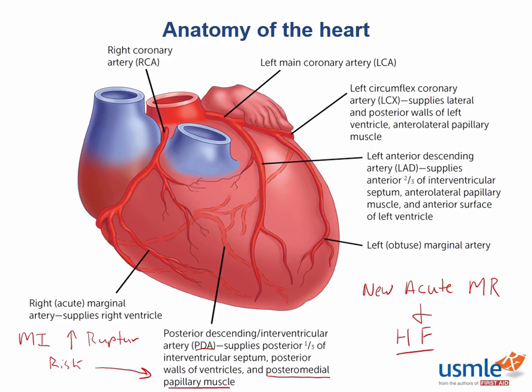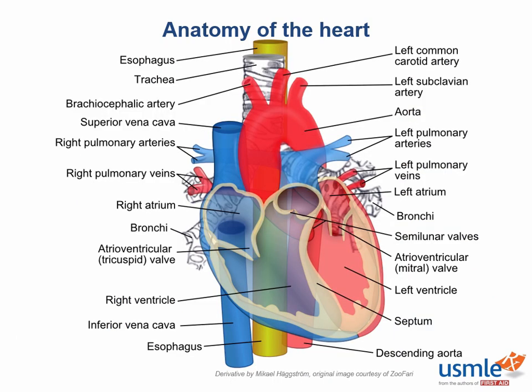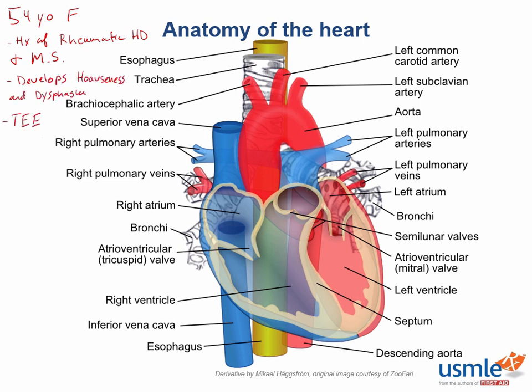Now the next high yield fact has to do with the posterior part of the heart as well as an important nerve, and a question might go something like this. You have a 54-year-old female with a history of rheumatic heart disease who's being followed by a cardiologist for mitral stenosis. A transesophageal echo was recently performed due to hoarseness and mild dysphagia. What do you think the TEE results would show?